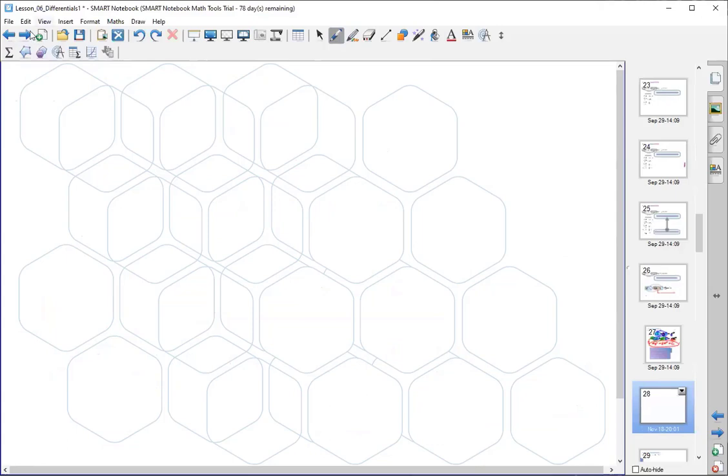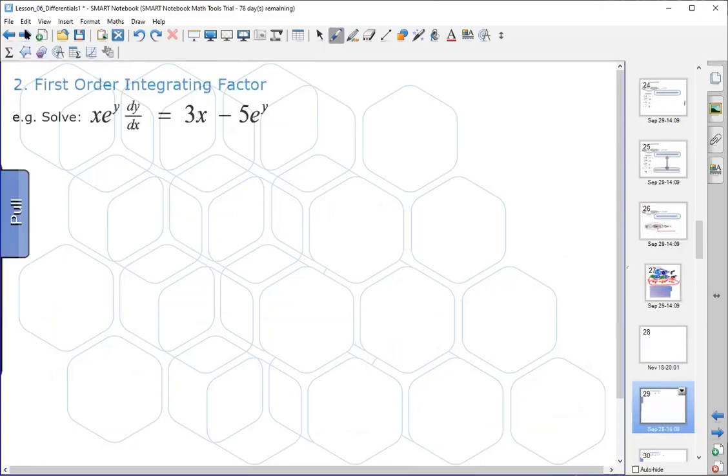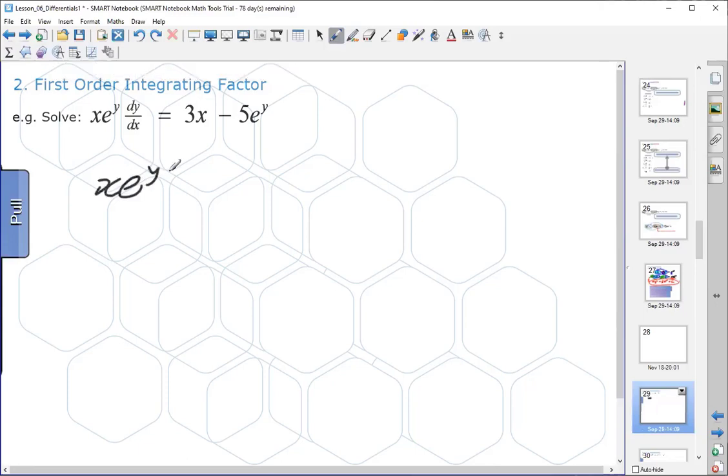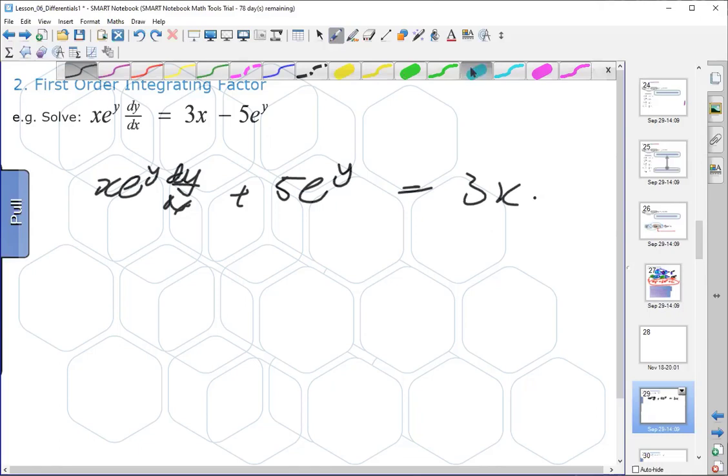Okay, let's do another example. So use the same thing. First of all, align the terms up how they're supposed to be. Shruti? So x e to the y dy by dx plus 5 e to the y equals 3x. Okay, and then match up the y thing and it's dy by dx.